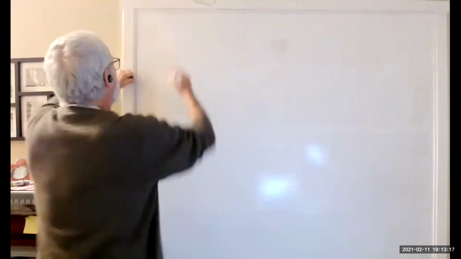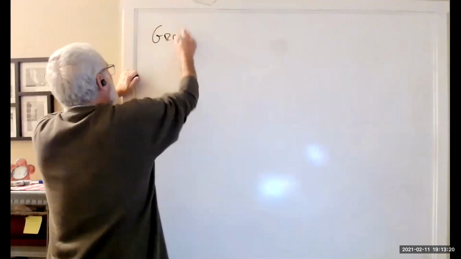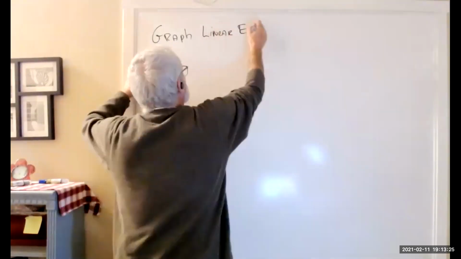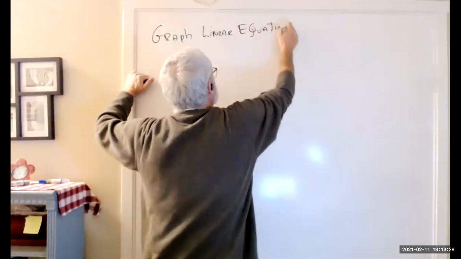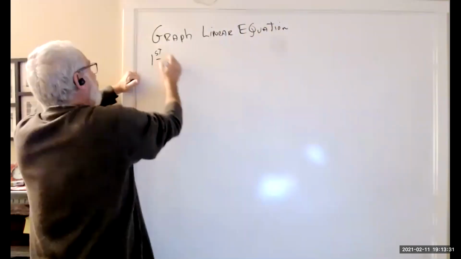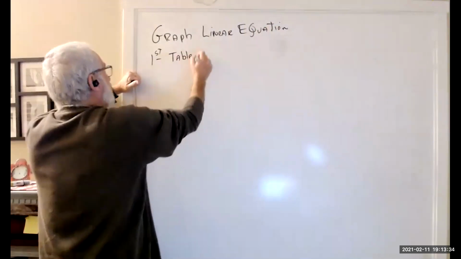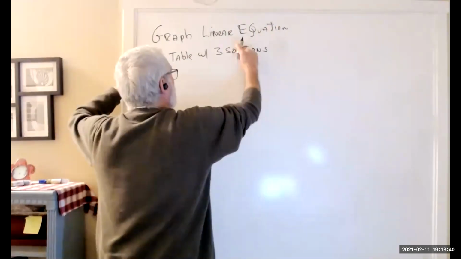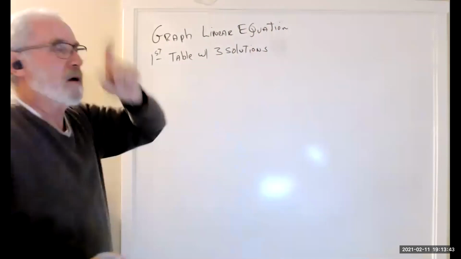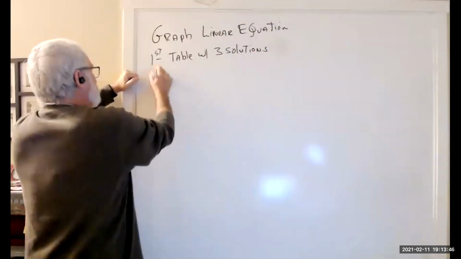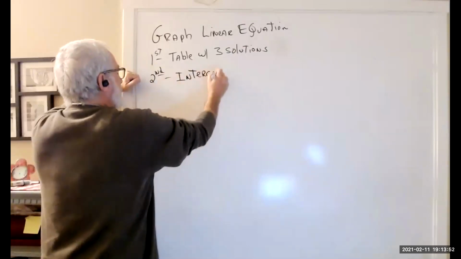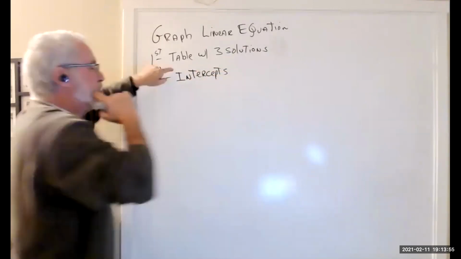So when we want to graph a linear equation, the first way is we make a table with 3 solutions. That's what we just did. But here's the second way. We're going to use something called the intercepts. And it's really just a fancy way of doing what we did up here.